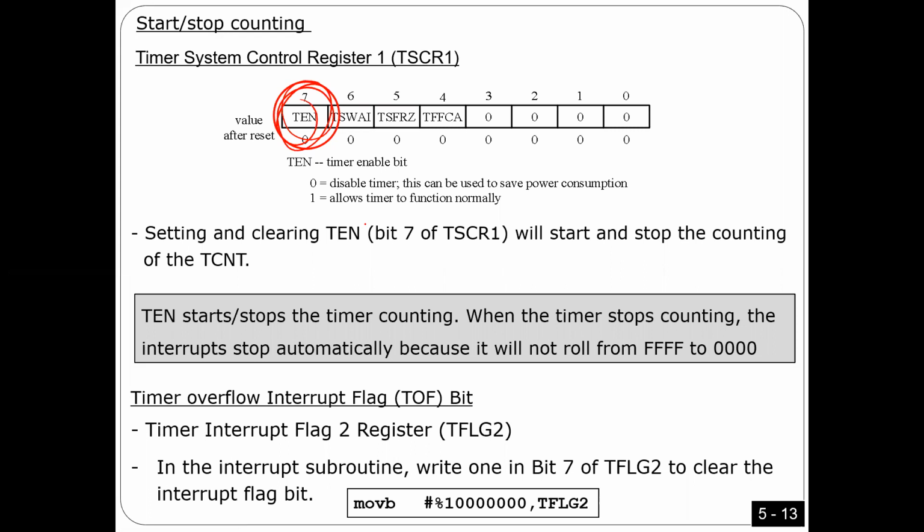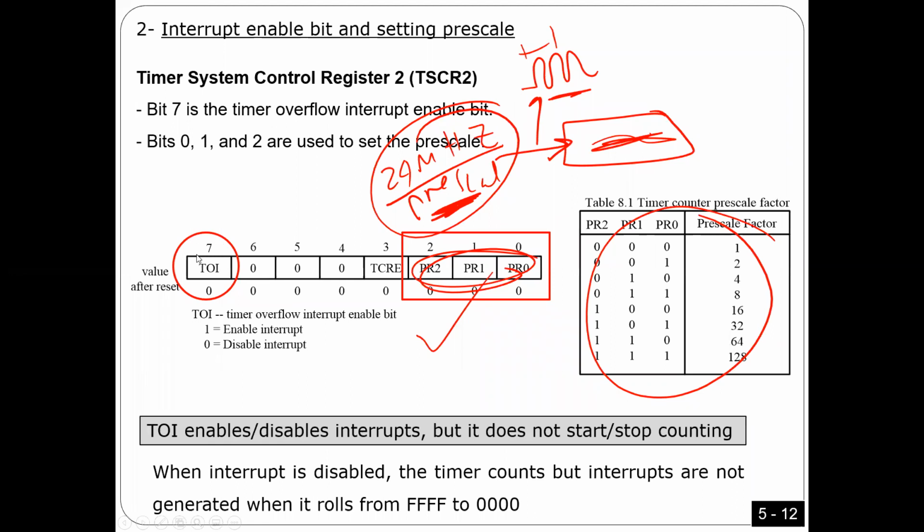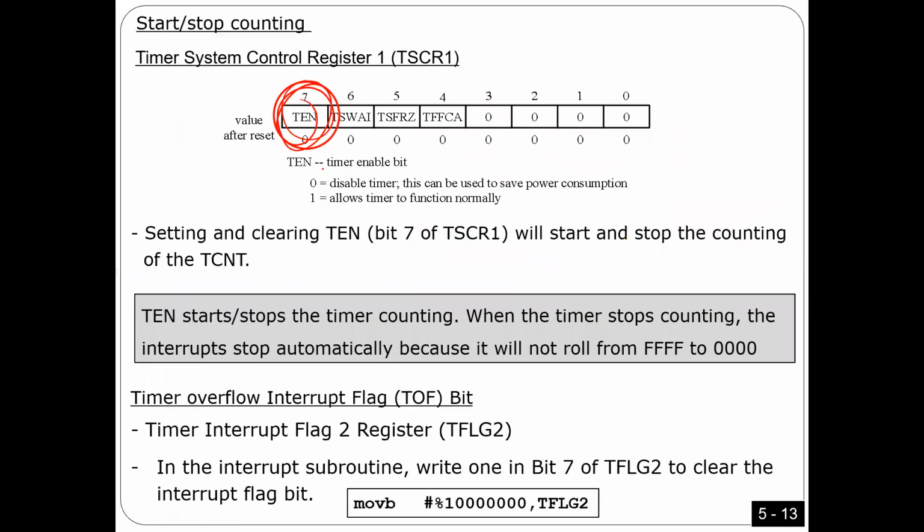Sometimes students are confused between this one and this one, right? This one controls whether you want to trigger an interrupt: the timer is counting, but when the timer rolls over from 1111 to 0000, do you want to trigger an interrupt or not? That's it. This one is different. This one asks, do you want the timer to count or not? If I put 0, you actually disable the timer, so the timer is not counting.